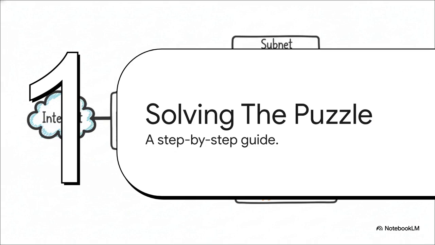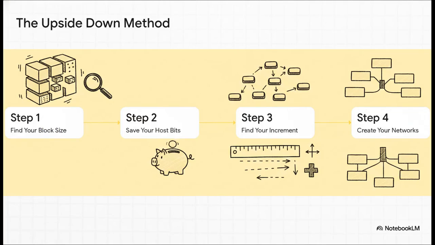Let's break it down. So here's our game plan. First, we find our block size. That's just how big each network needs to be. Second, we save the bits for our hosts. Third, we find our increment, which tells us where each network starts. And finally, we just map out the networks. All right, let's dive into step 1.